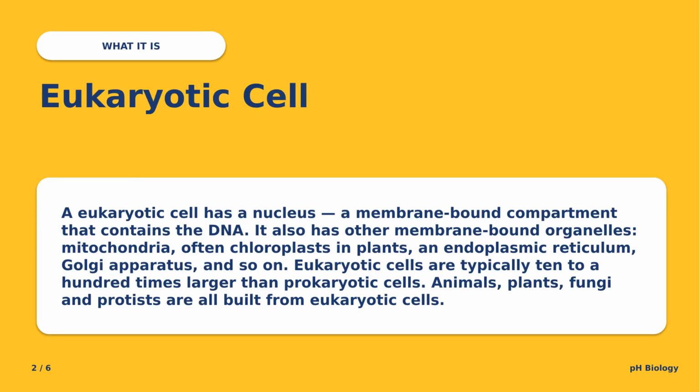A eukaryotic cell has a nucleus, a membrane-bound compartment that contains the DNA. It also has other membrane-bound organelles: mitochondria, often chloroplasts in plants, an endoplasmic reticulum, Golgi apparatus, and so on. Eukaryotic cells are typically 10 to 100 times larger than prokaryotic cells. Animals, plants, fungi, and protists are all built from eukaryotic cells.